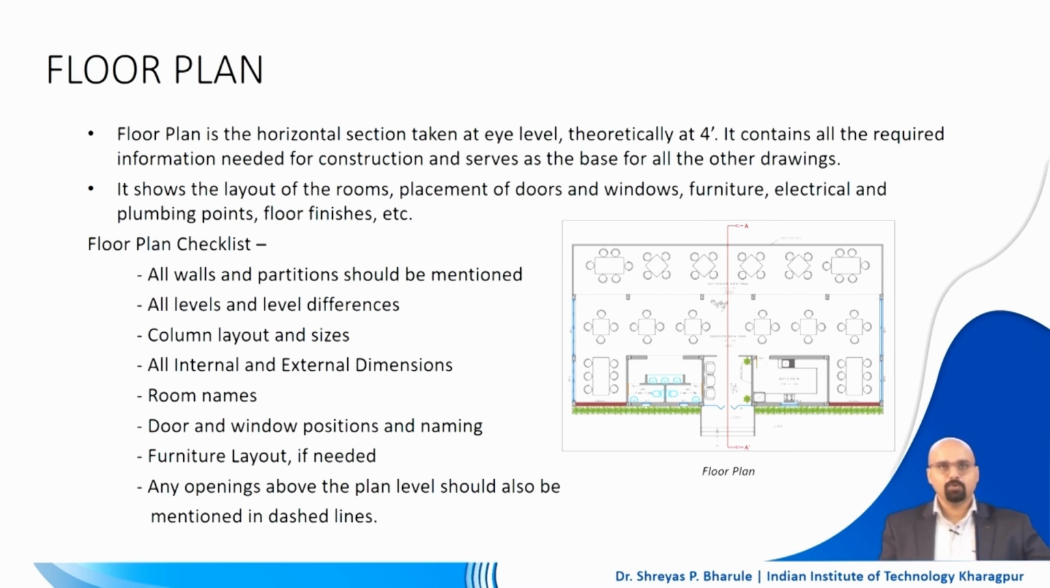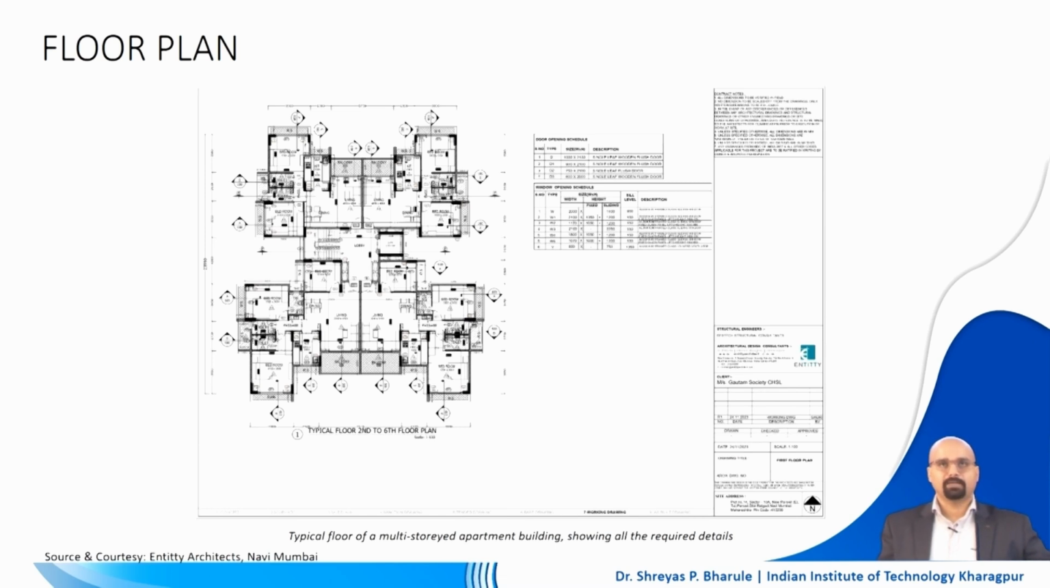And lastly, any opening that is going to be above the plan level should also be mentioned in dotted line. So anything that is sort of an overhang, say you are going to have a floor level which will be at this level and you are going to show a plan till this point and then something comes out, right, there is a protrusion which is coming out on top of it. So that is to be mentioned in dotted lines. Some of the things like overhangs, some of the things like chhajjas, some of the things like cantilevered balconies. So these are to be mentioned in dotted lines in the lower floor plan, right. So that's about the floor plan.